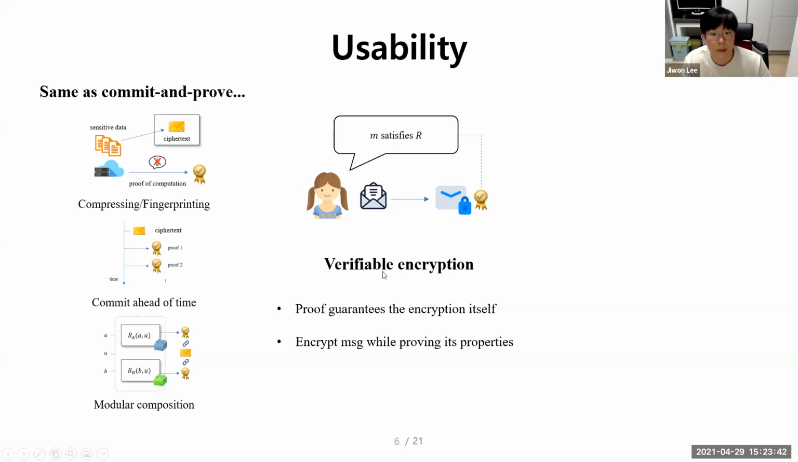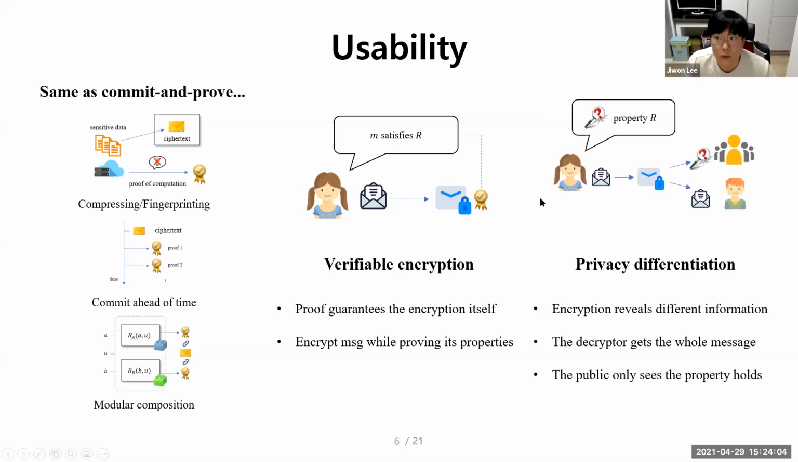we can support verifiable encryption because the proof system will guarantee that the encryption is done correctly. And also we can actually encrypt the message while proving some arbitrary properties of the message. For example, let's say we're going to encrypt the message and also convince the verifier that the message is within a certain range of 10 to 20 or something like that.